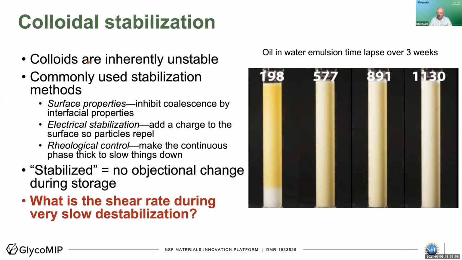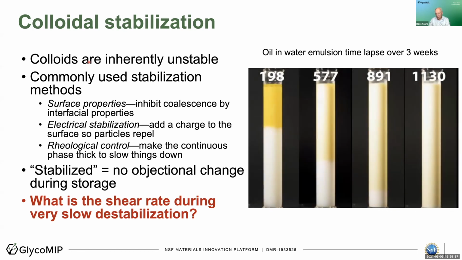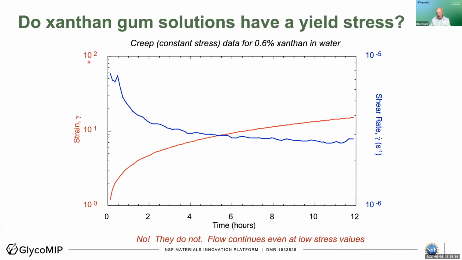But if we're going to predict colloidal stabilization, we need to know one thing. We need to know what is the shear rate that occurs during destabilization. So we need to know the shear rate around a particle as it falls. So that all began, and Blake talked about yield stress. And a lot of people refer to yield stress as the force required to get a sample moving. So a lot of people said, well, xanthan stabilizes these things because it has a yield stress.